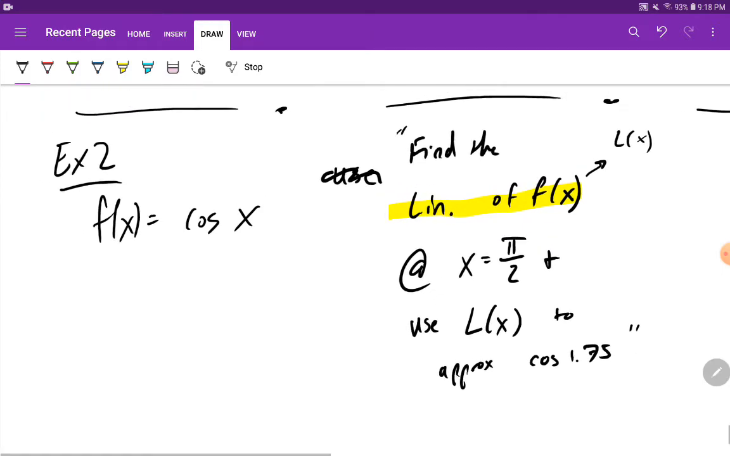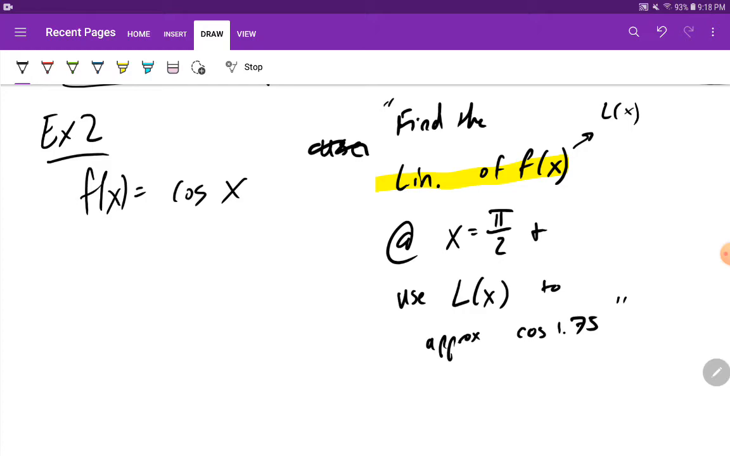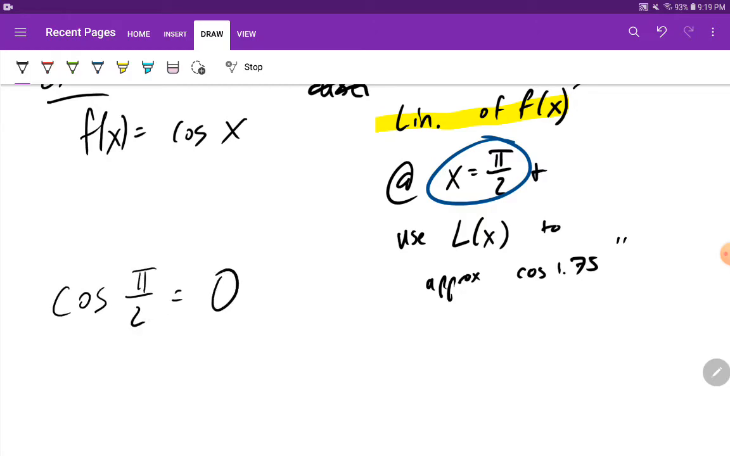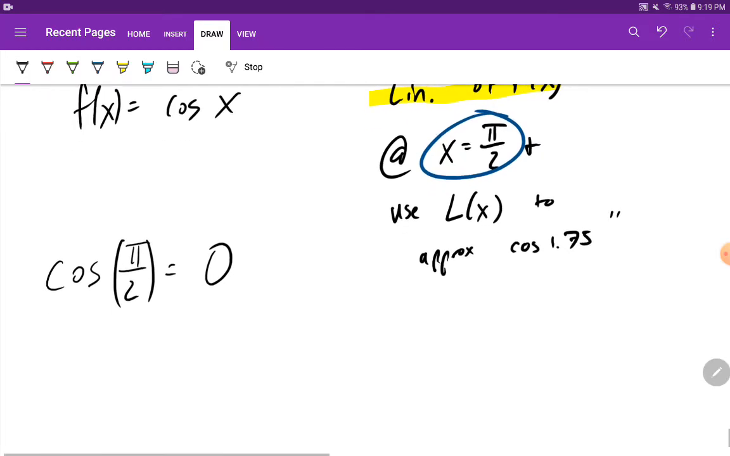All right, so here we go. What are we going to do here? First, we are going to find the tangent line at the known point. Now, what is the known point? I know how to find cosine of pi over 2. That's one of my unit circle values. Cosine of pi over 2 is 0. So my point here is pi over 2 comma 0. That's going to be my x1, y1 that I'm going to plug into the tangent line.